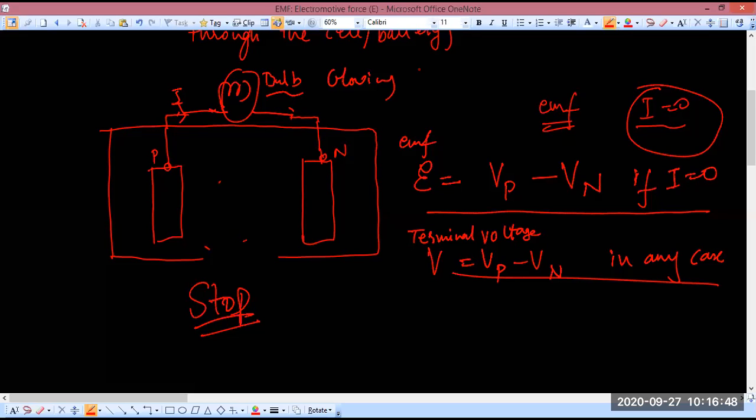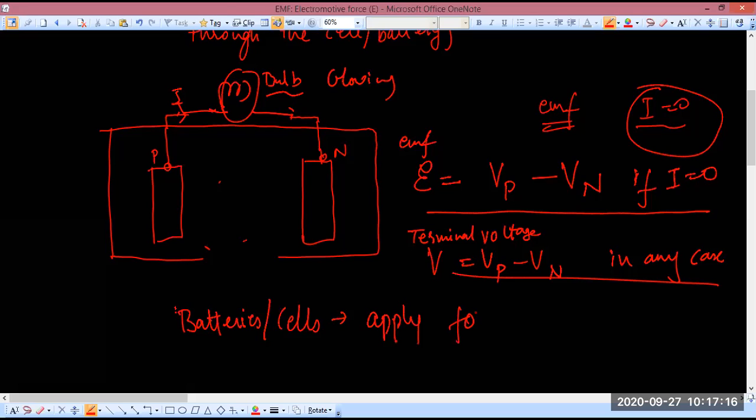I hope that makes it very clear. Okay, why the name electromotive force? That's the next question. See, earlier, people did not have a very good idea of electrostatics and how chemicals work. So they thought that batteries or cells apply force on electrons, or force on charges actually. That's what they thought. But that's not entirely true.